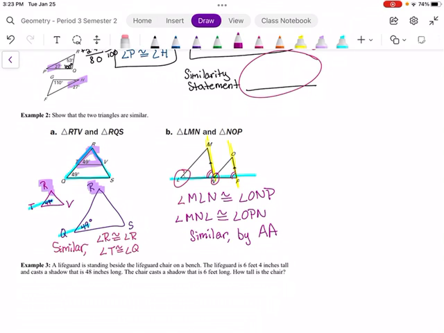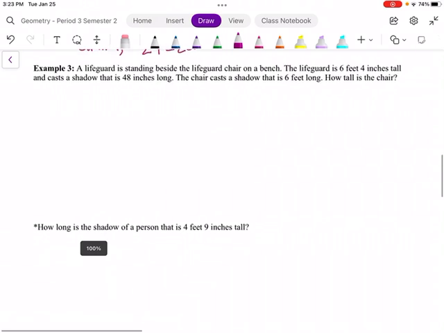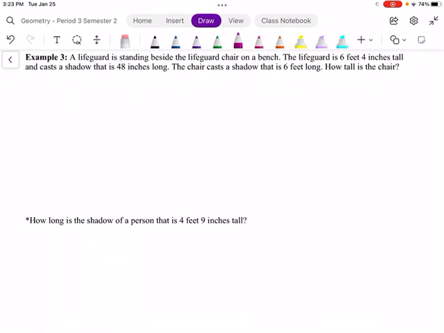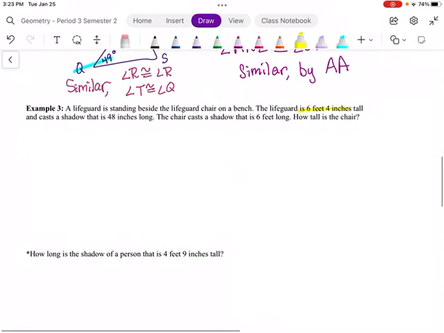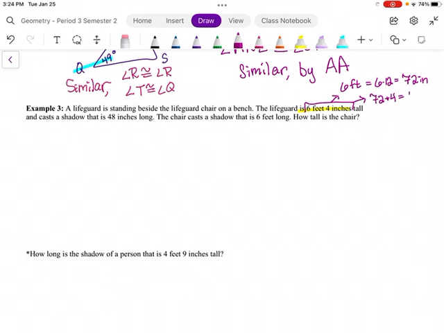Some of the similarity problems we're working with are going to be word problems. When you have a word problem, always draw a picture because it will definitely help you. So for this one, we're going to start with the lifeguard is standing beside the lifeguard chair on a beach. The lifeguard is 6 feet 4 inches. Right away, I'm just going to change this so it's all in inches instead of feet and inches. So I know 6 feet is equal to 6 times 12, which would be 72 inches. So total, this person is going to be 72 plus 4, which equals 76 inches.